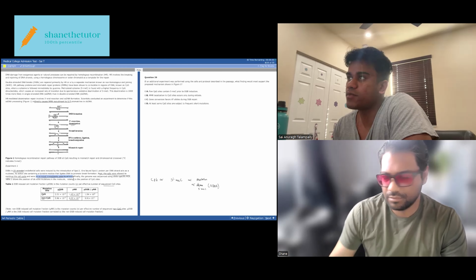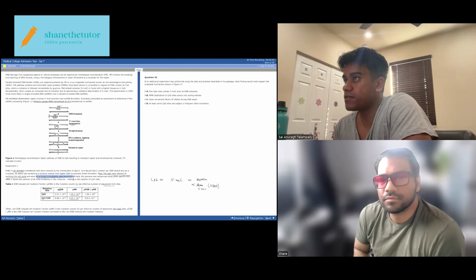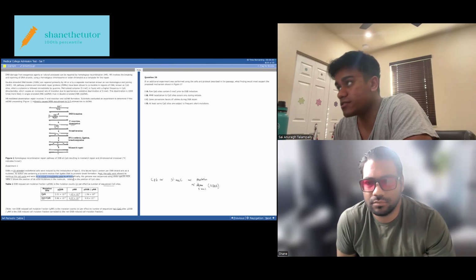I'm not really sure. I don't really know what frequent means here. We know silent mutations are mutations that don't alter the sequence or that nucleotide in any way. But I'm thinking maybe C, to be honest.